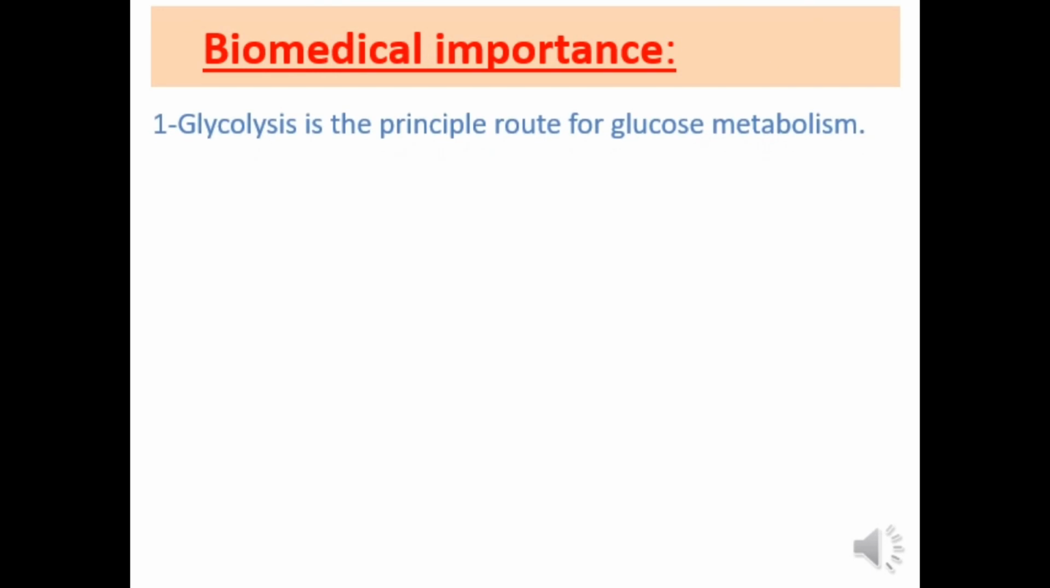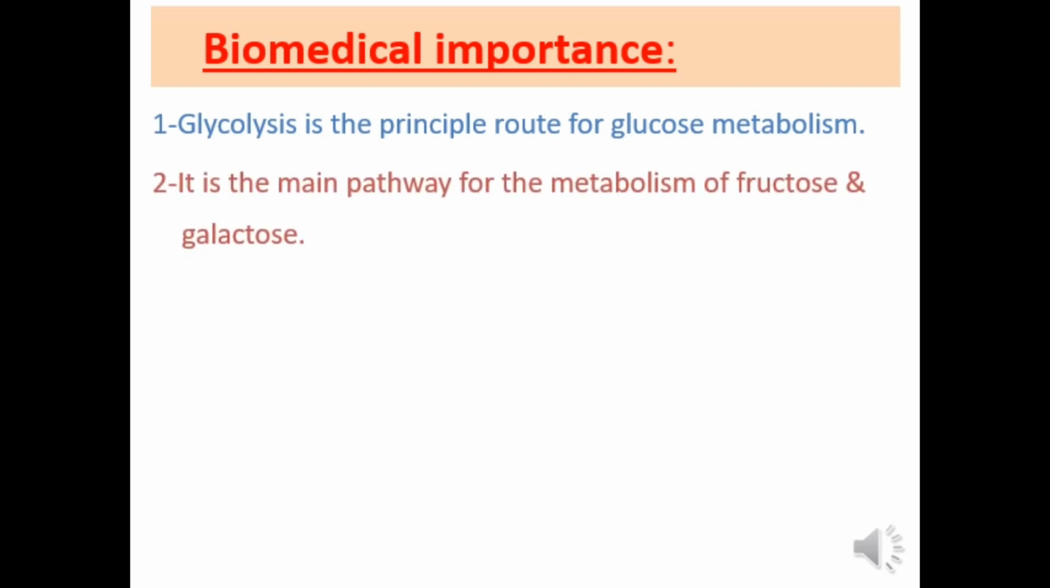Biomedical importance. Glycolysis is the principal route for glucose metabolism leading to the production of acetyl-CoA which enters Krebs cycle for complete oxidation into carbon dioxide and water. And the main objective of this pathway is the production of energy. It is the main pathway for metabolism of fructose and galactose. Also, the other hexoses like fructose and galactose can be metabolized by this pathway.